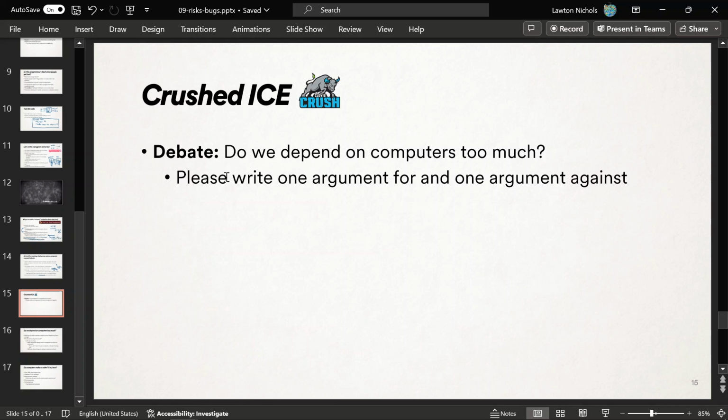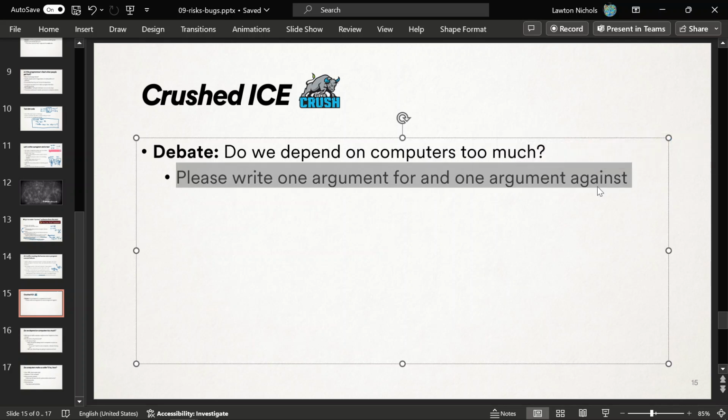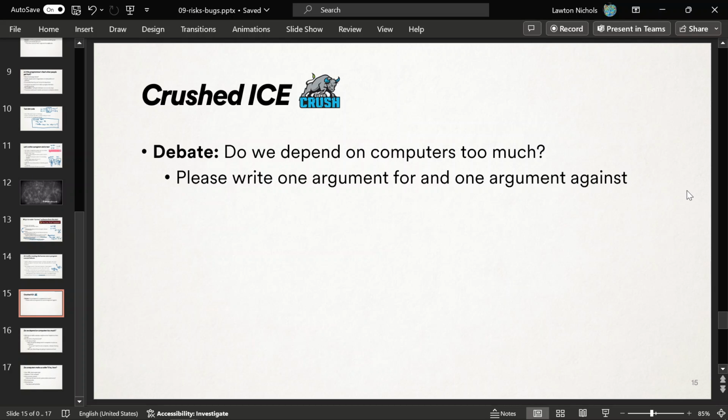Try to write at least one good argument for yes, we do depend on computers too much, and one good argument for no, we should be depending on computers, and here's why. All right, try to explain your answer. So give me an argument for and an argument against. It's a good way to strengthen your critical thinking skills. Even if you think one way very strongly, I still want you to think about the other side. All right? So take a few minutes to discuss that.